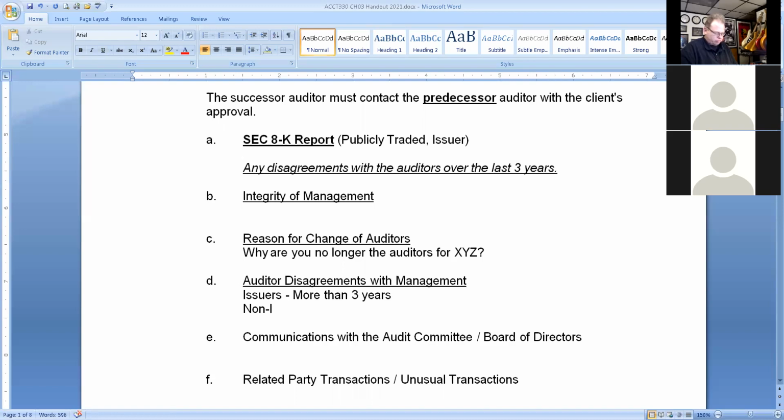Non-issuers. There is no 8K report. So any disagreements with management, you're going to have to ask them personally. What disagreements did you have with this client?